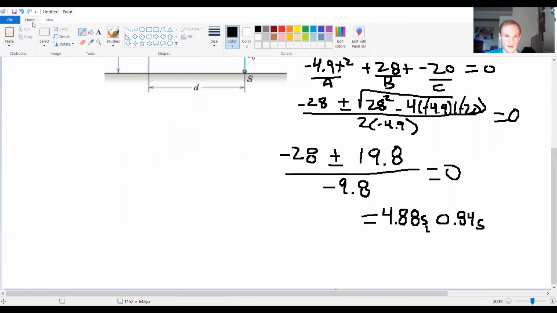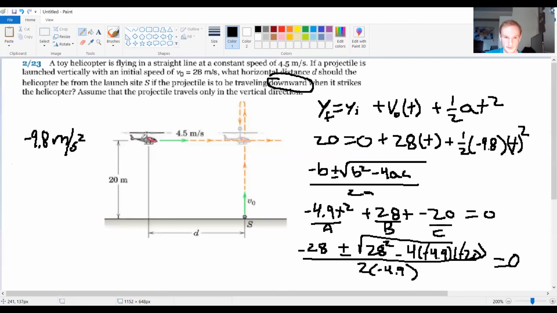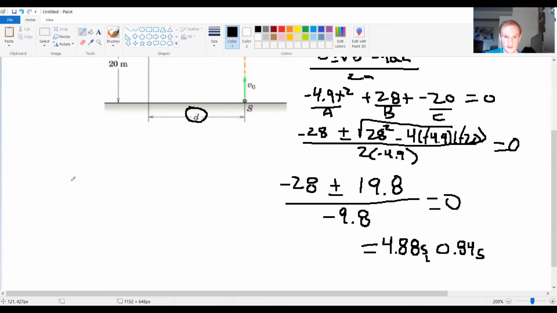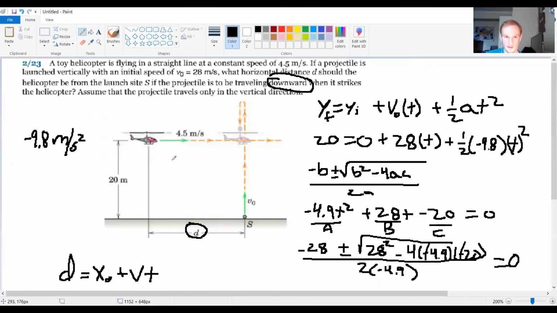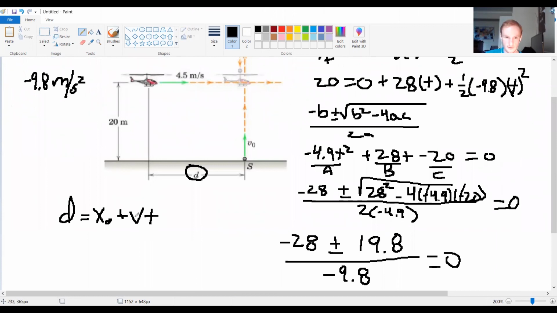All right, so now we have the times. Actually, I don't need to raise that. I'll just start something different. All right, so now we can finally use this time to solve for the helicopter starting distance, which is going to be d. So the next kinematic equation is also very straightforward. d equals x naught plus v t. And it already gives us the v. It doesn't give us the d, and we just solved for the t.